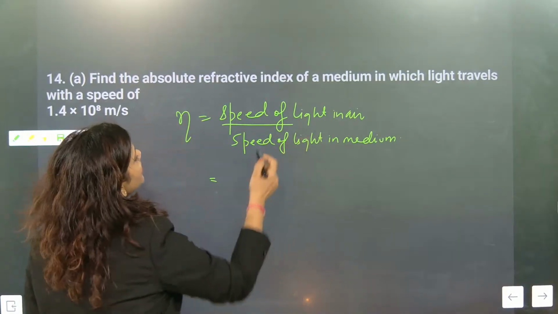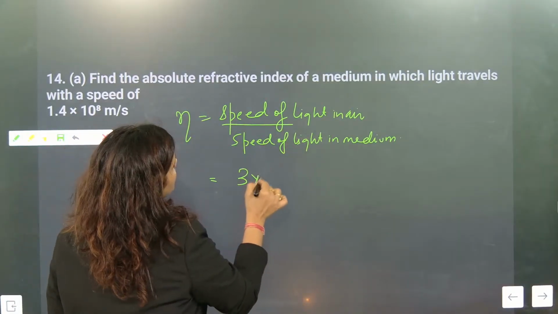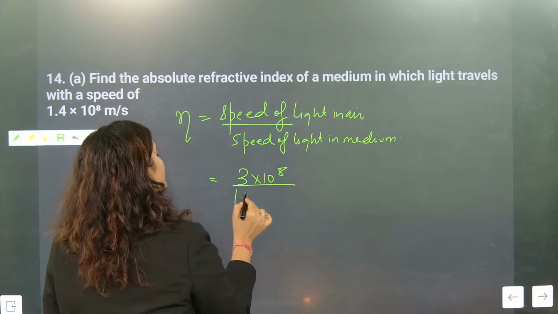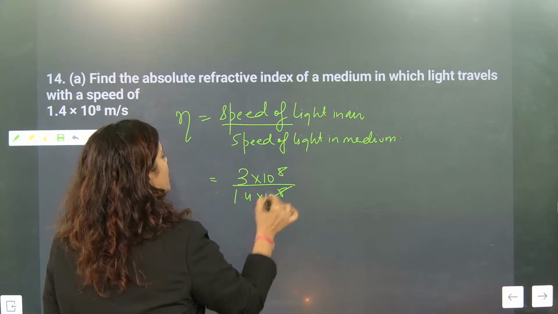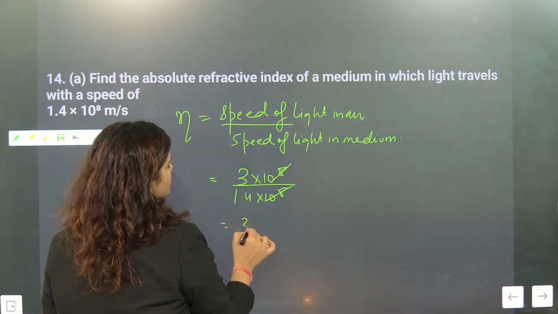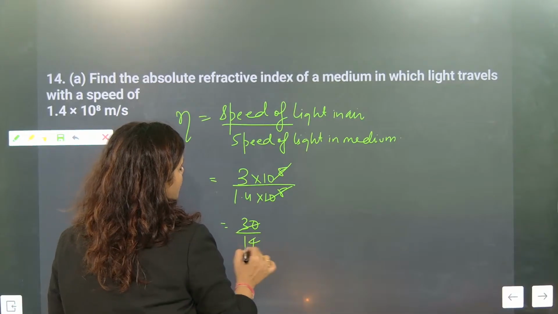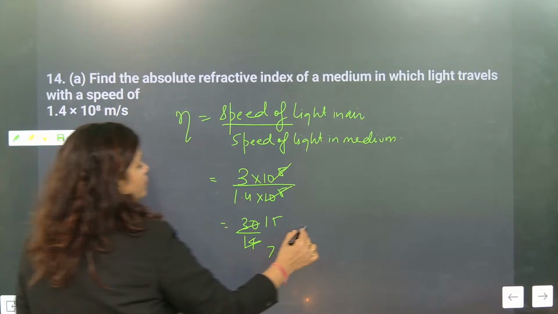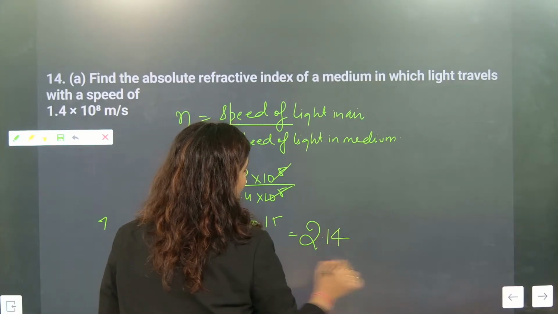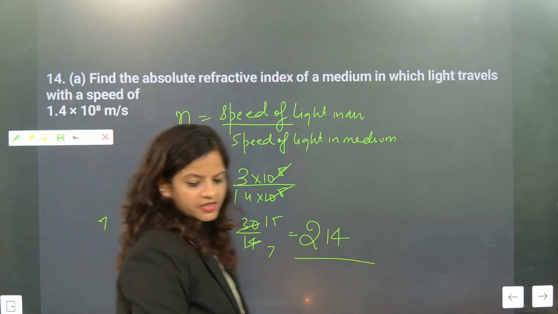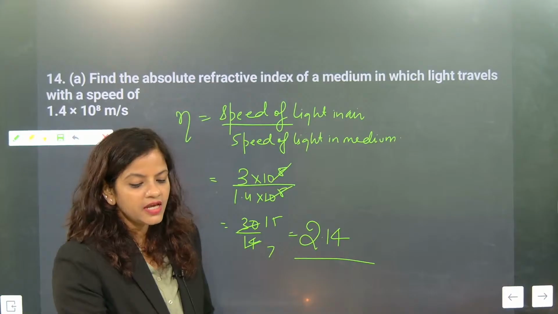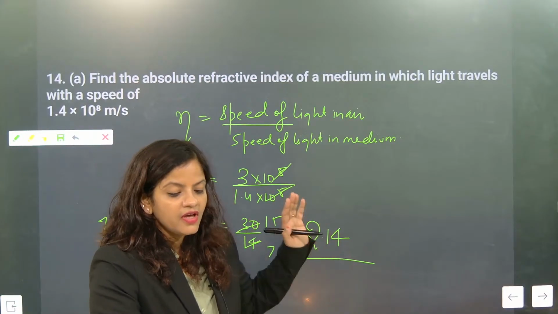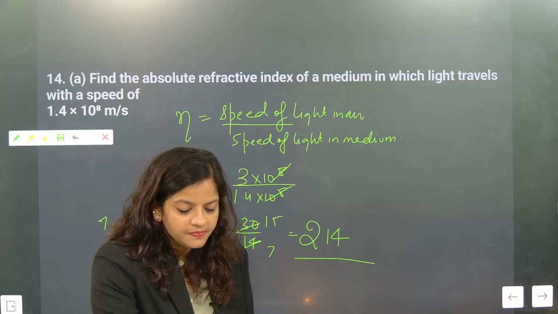So now the speed of light in air will be 3 into 10 to the power 8 meter per second. The speed of light in the medium is 1.4 into 10 to the power 8. So this got cancelled, and it will come to 30 by 14. So how much will it come? 2.14 is the answer. So 2.14 approximated is the refractive index. Understood or not? This is the approximated refractive index. Was this the question?